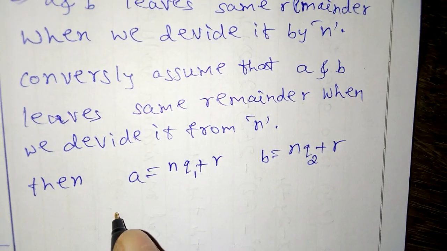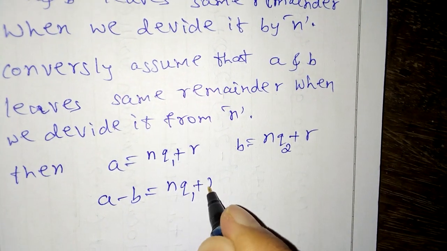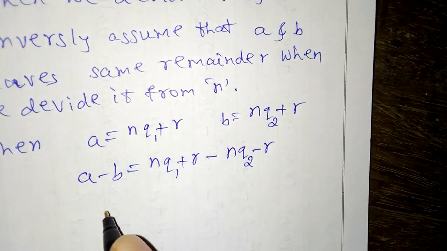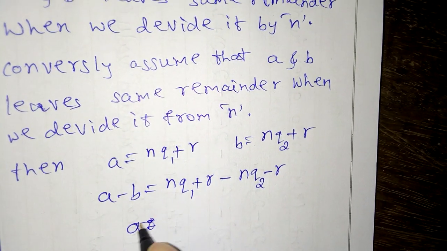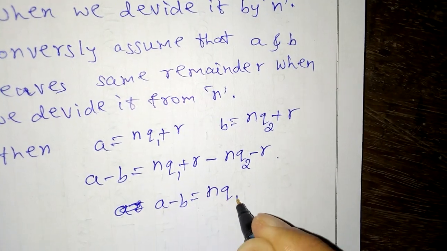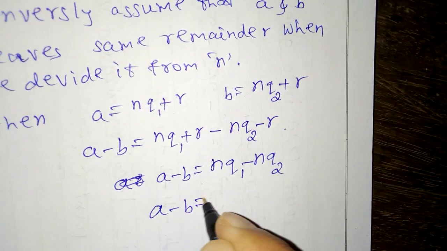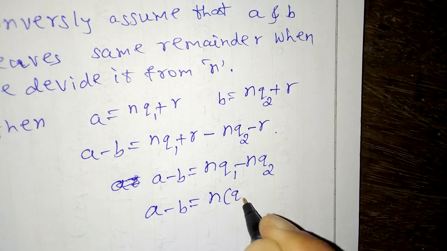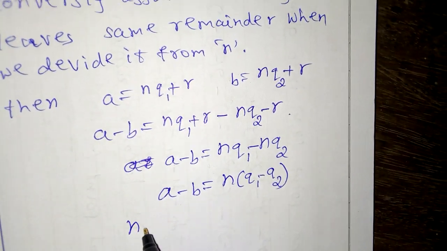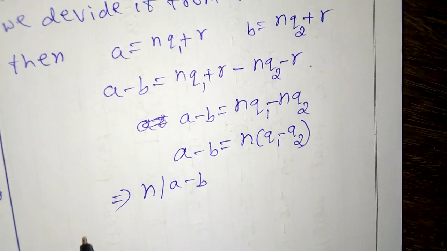Then a minus b is equal to nq1 plus r minus nq2 minus r. Here r minus r becomes 0, so a minus b is equal to nq1 minus nq2. a minus b is equal to n times (q1 minus q2). This shows that n divides a minus b. Hence the proof.